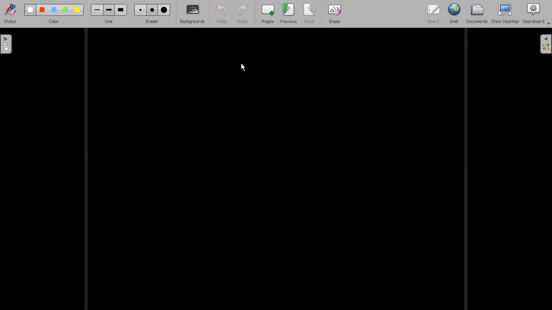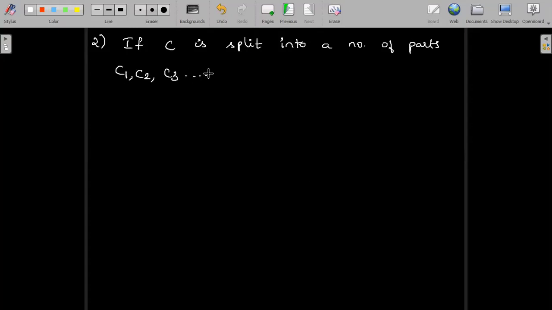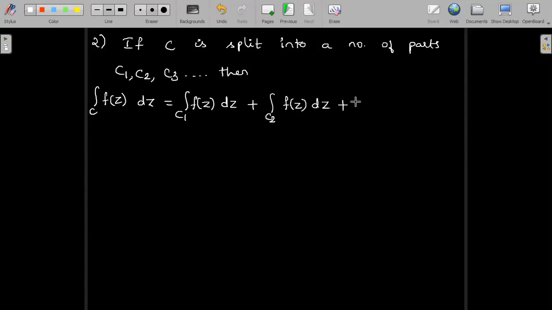Now we'll see another point related to the same. Second point: if the curve C is split into a number of parts, say C1, C2, C3, etc., then integral over C f of z dz is the sum of integrals with respect to C1, C2, C3, etc. Integral over C1 f of z dz plus integral over C2 f of z dz plus integral over C3 f of z dz, etc.